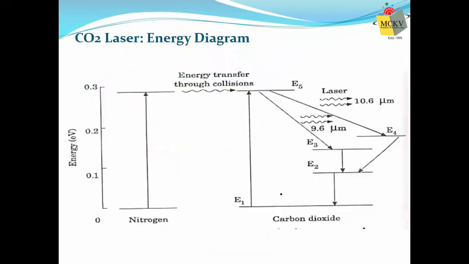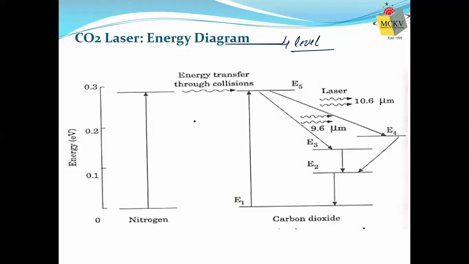Next, energy level. CO2 is also a 4-level energy system. 4 level. Why 4 level? Though we are observing so many energy levels here, we'll understand. Okay. So here again, first thing, pumping. You require pumping. Pumping is done by the same process as you have done in case of helium neon.